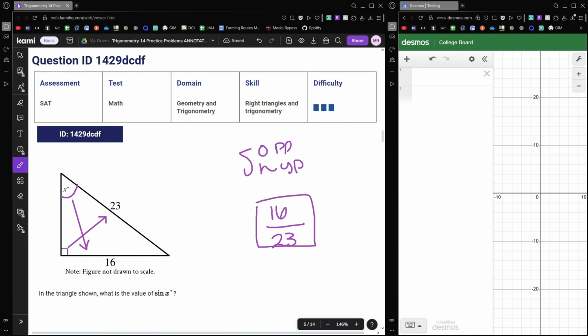This is a hard difficulty question, by the way. Now, if they wanted you to actually find the angle measure and not just the ratio, they would probably ask you for, like, what's the value of x degrees? But since they asked for sine of x degrees, we're trying to find the ratio.